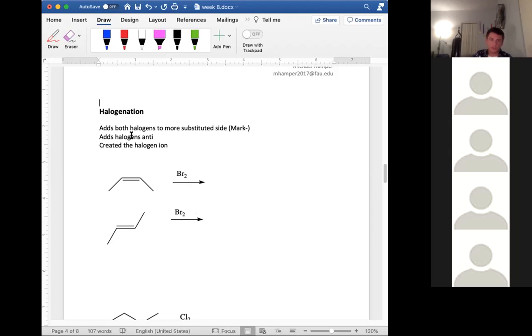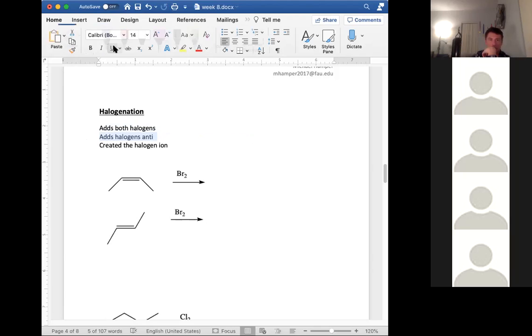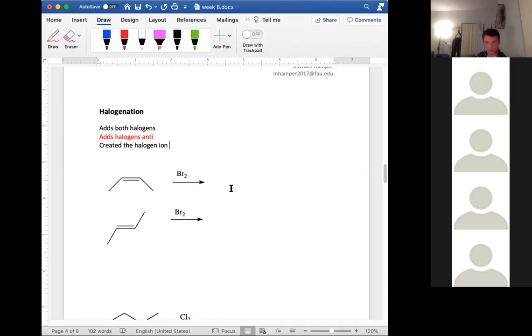And the key to this is anti. What do we mean by anti? One wedge, one dash. What would wedge and dash tell us? That they are added in the opposite direction. Just like Miss Leary said, one of them can be wedged, one of them can be dashed.